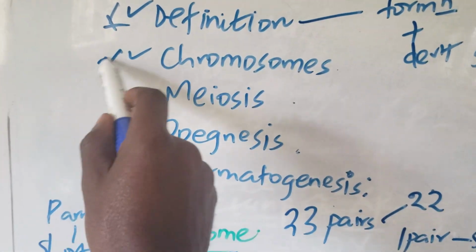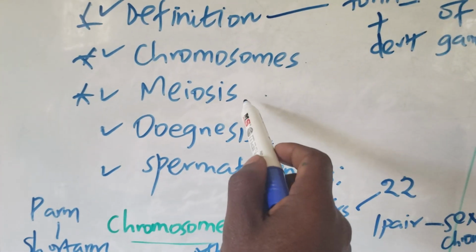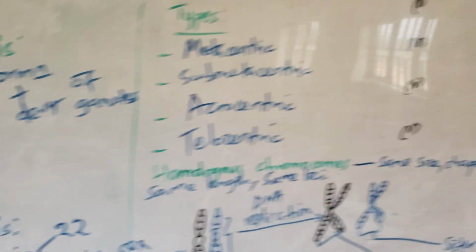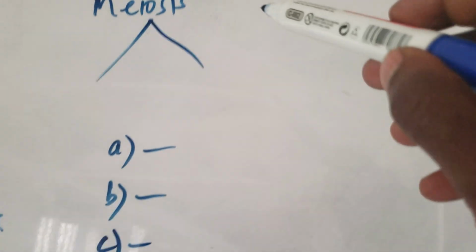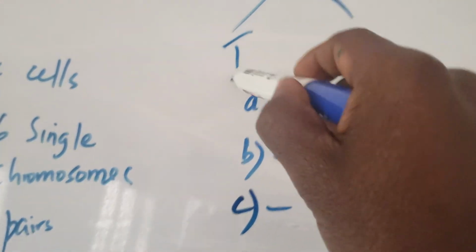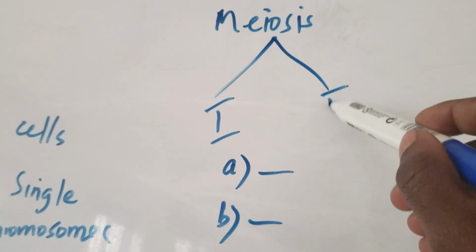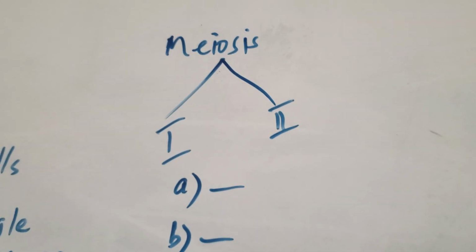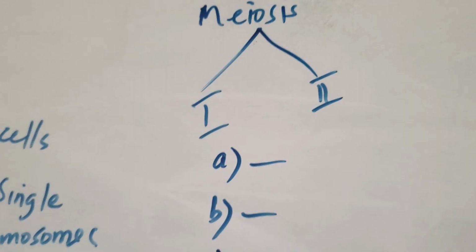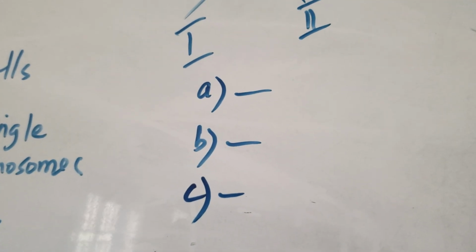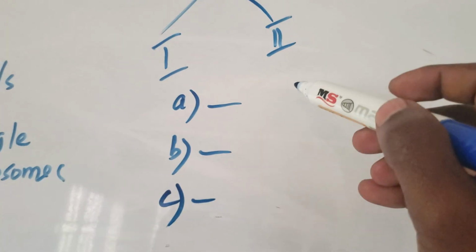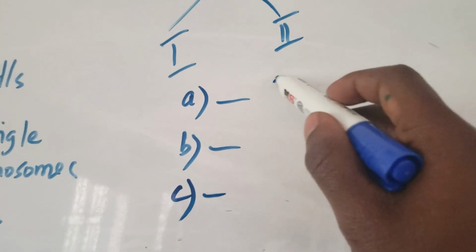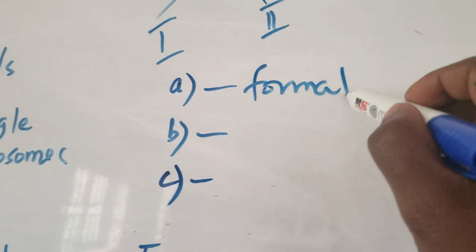Now let's go to meiosis. So we all know we have two types of meiosis. We have meiosis 1 and meiosis 2. And in this cell division, we have three main results. One, we have formation of haploid gametes, 4 gametes.